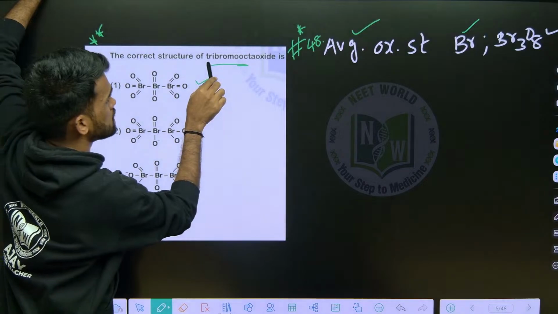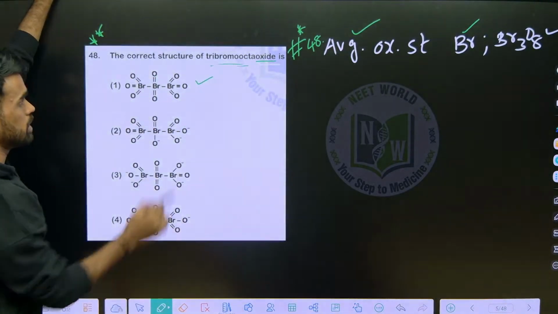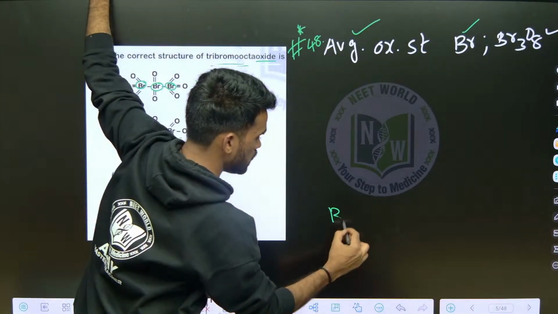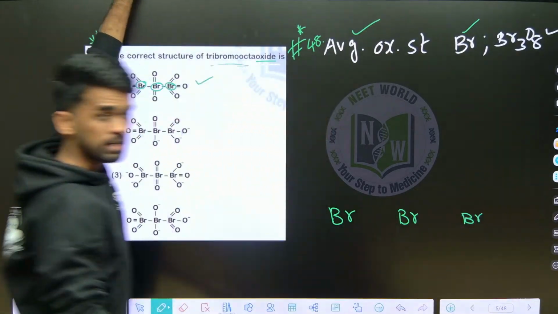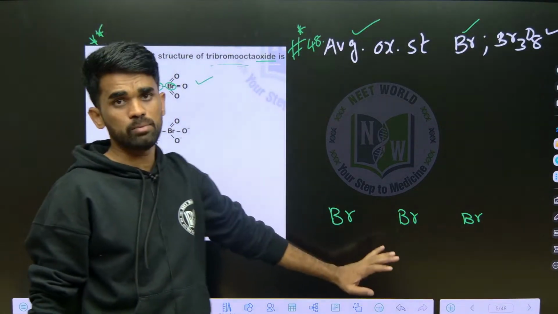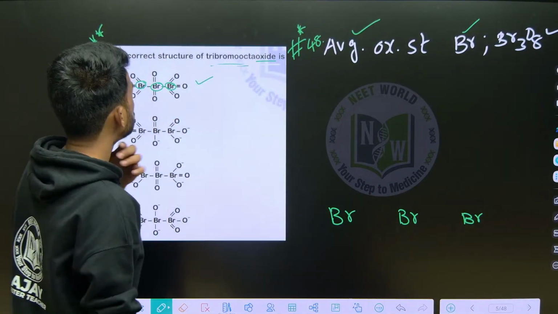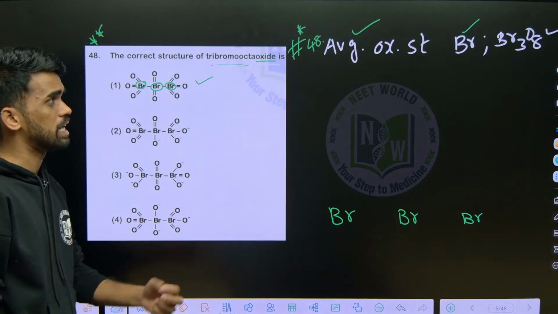When it is given as tribromo octa oxide, it means 3 bromines are there. We know each bromine can form a maximum of 7 bonds, right? Now I will be explaining the answer for this average oxidation state directly.